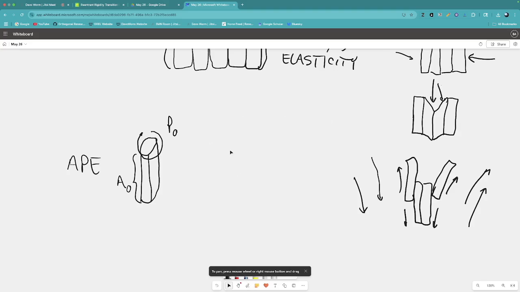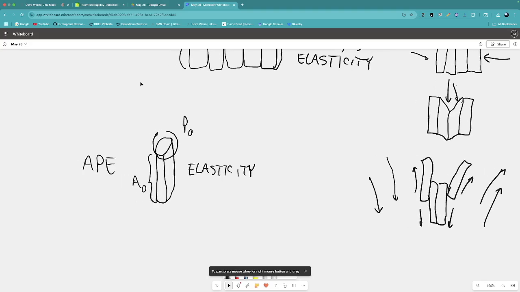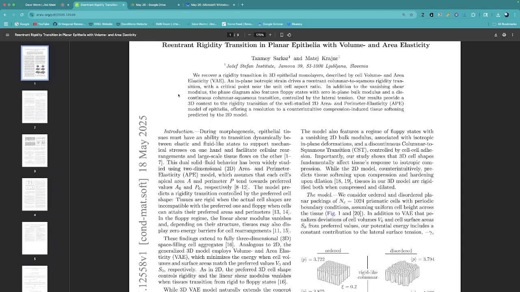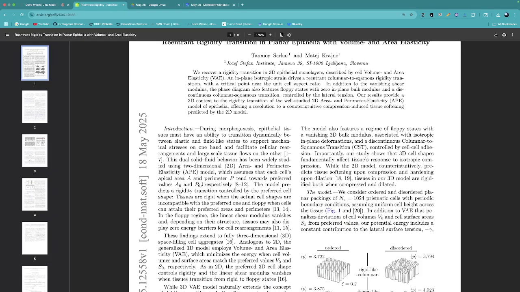And we can get this elasticity. I guess that's a coefficient. And it tells us something about how these cells are transforming in terms of shape. So it's a shape description, and there are probably better ways to do it. There are a lot of ways to do shape descriptions, but I think this is a good approximation. Okay, so this model assumes that each cell's apical area and perimeter tend towards preferred values. So A0 and P0 are the preferred values, sort of the stable states.